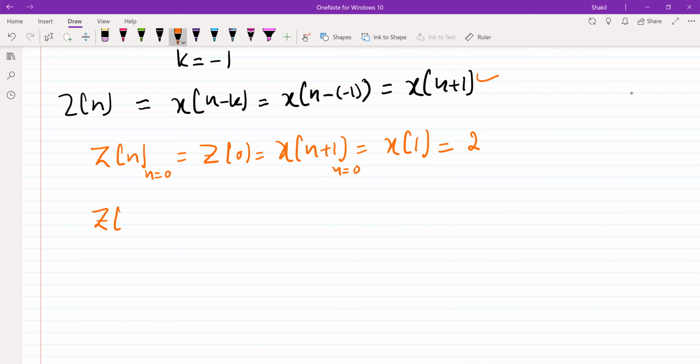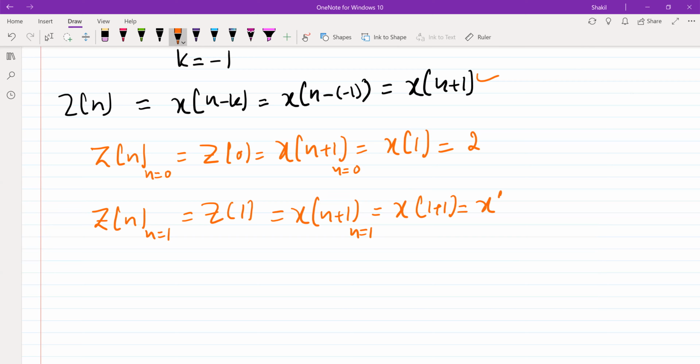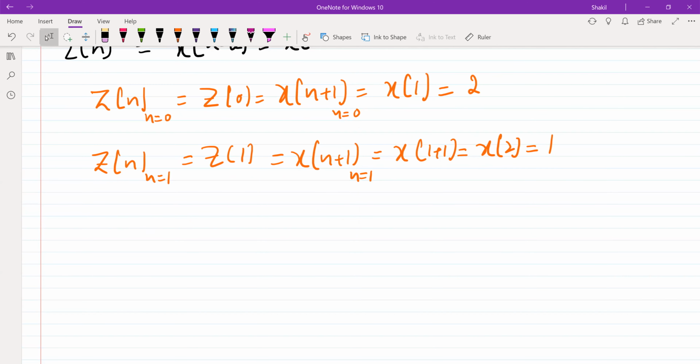Similarly, z of n when n is 1, that is same as z of 1, which is x of n plus 1 when n is 1. This is same as x of 1 plus 1, which is x of 2, and x of 2 is 1, that you can confirm from the original signal.